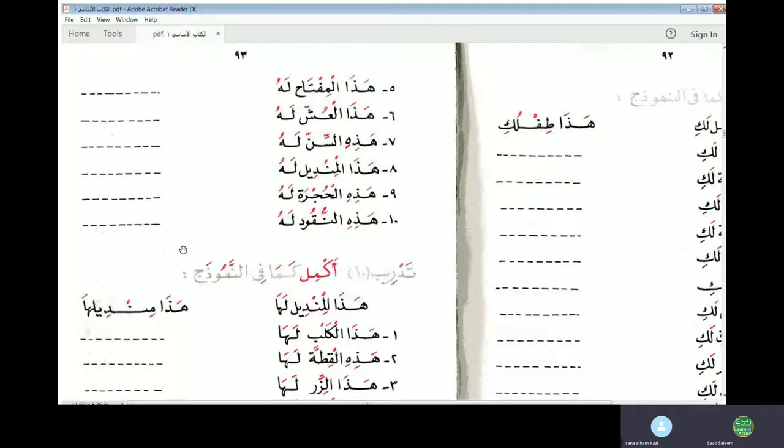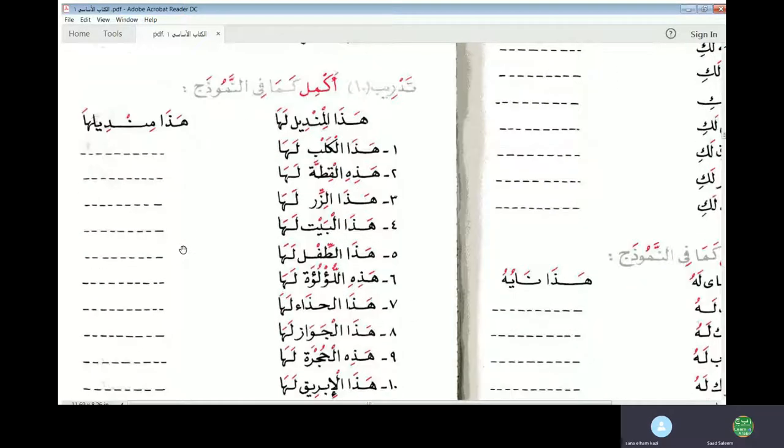هذه النقود له. Cash. So it will be هذه نقوده. This cash is his. This is his cash.